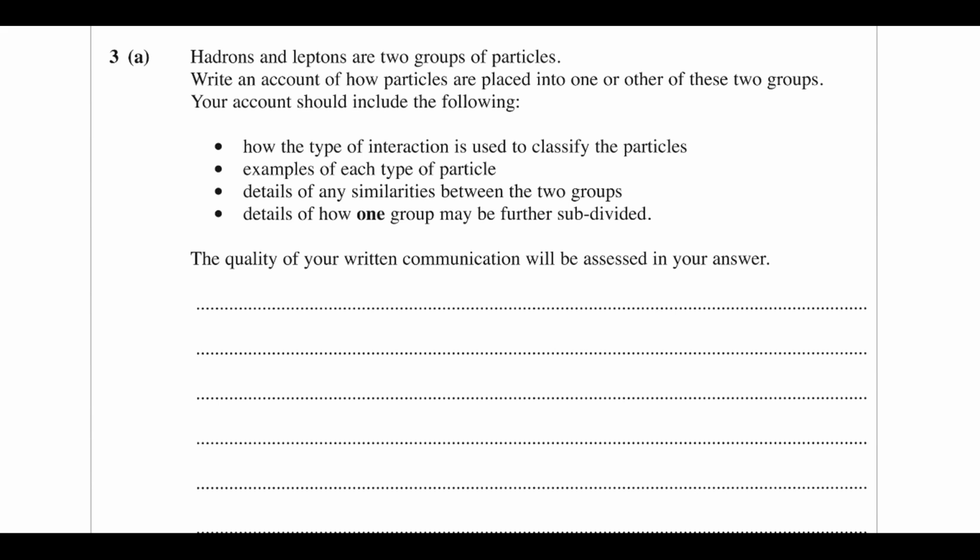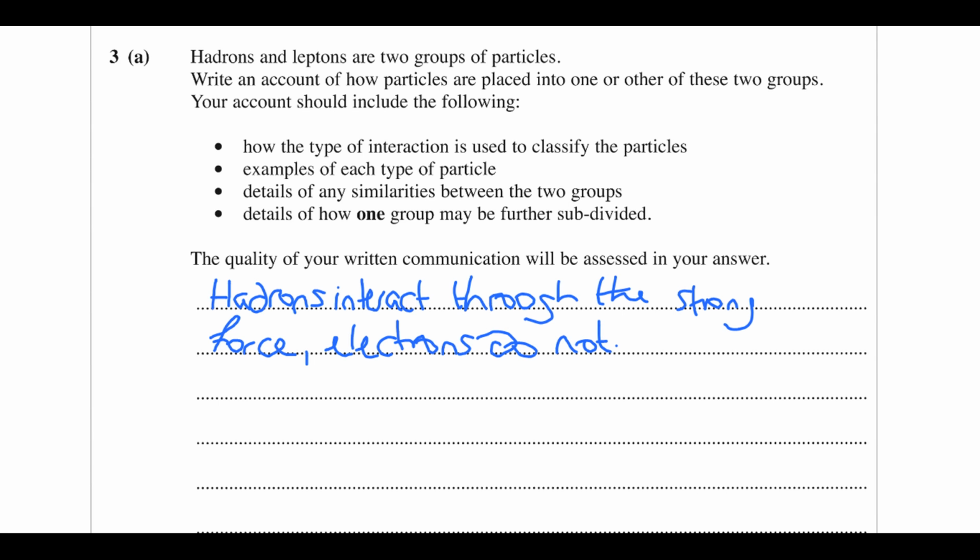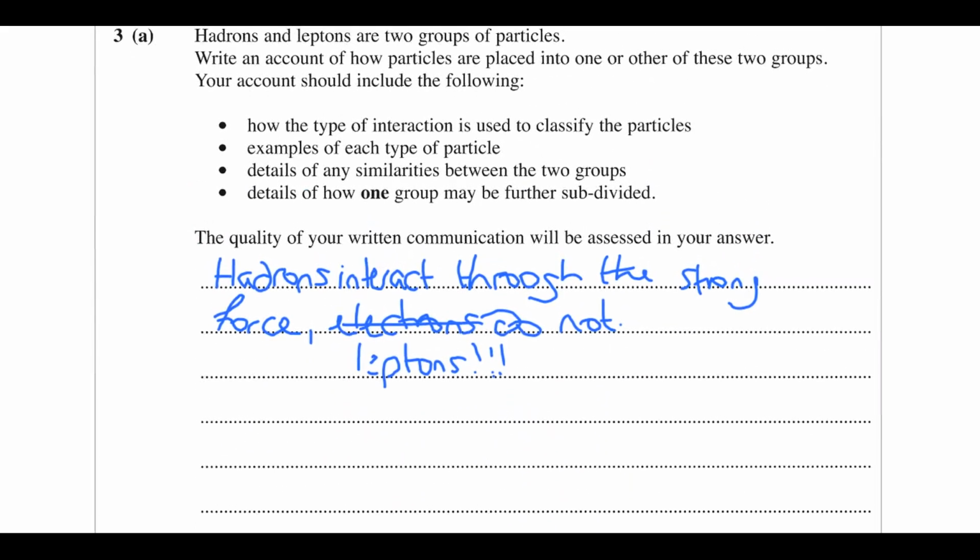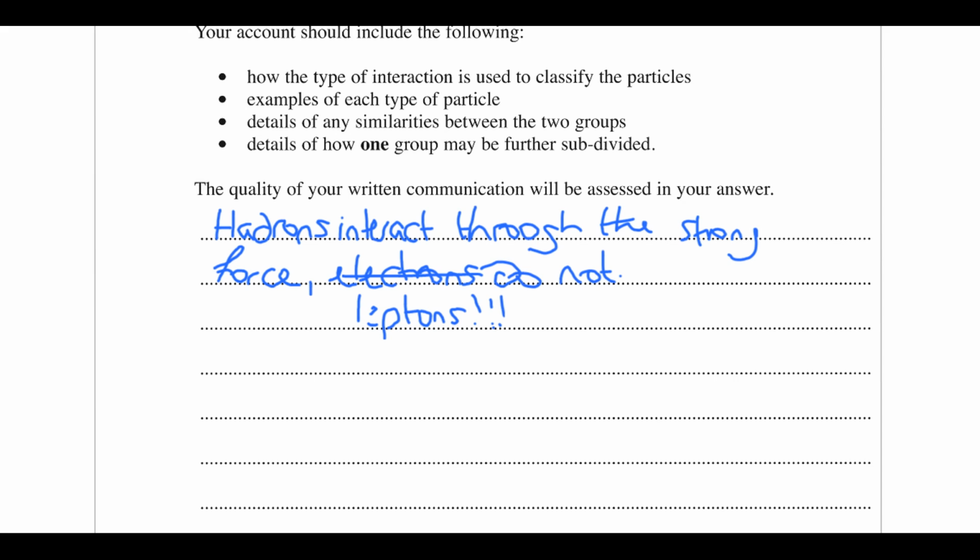Okay, so the biggest mistake I see with this kind of thing is students get it into their head that hadrons interact through strong, leptons interact through weak. That's not true. Both types can be fermions, so both can interact through the weak. That's not how you distinguish them. Hadrons do through strong, leptons don't. Okay, and I just realized I wrote electrons. Let's fix that right now. Leptons. Okay. So that's the type of interaction, is how you classify them.